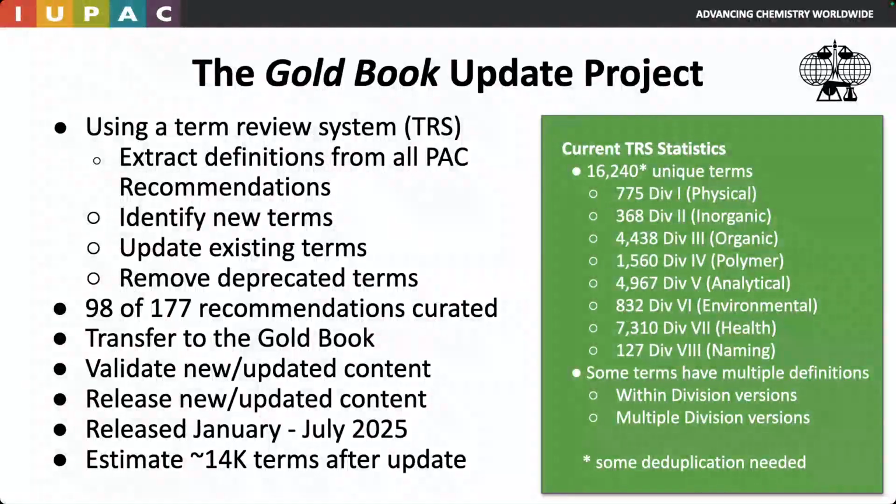As you can imagine, being such a big project and also needing to have quite a bit of review to make sure that we're doing our due diligence on how we report the content, it's taking a little bit of time to do. And even though we currently have about 16,000 unique terms in the TRS system, I expect that to translate to a total of somewhere in the order of 14,000 actual terms in the Goldbook once everything is done. Part of that is just due to the fact that there's some deduplication that's needed across the corpus of what's been put into the TRS.